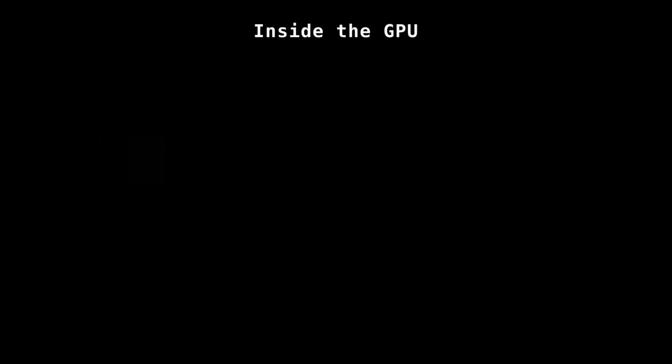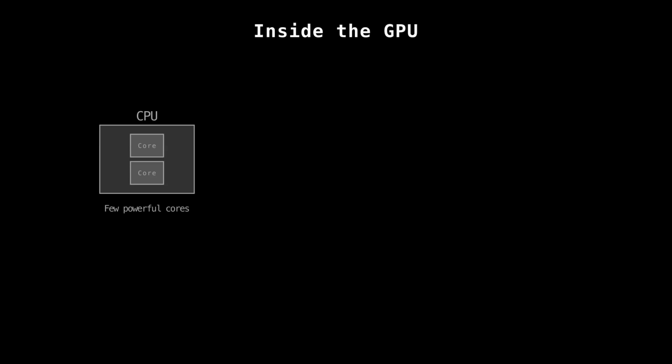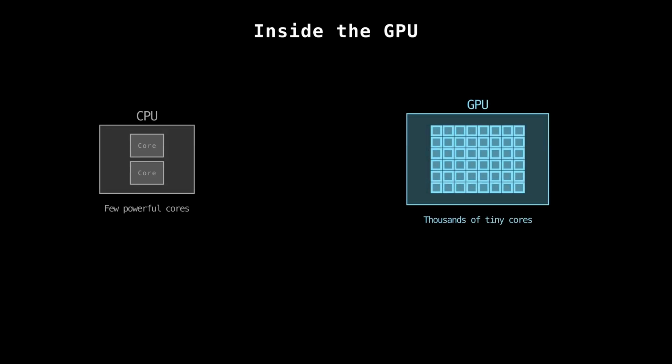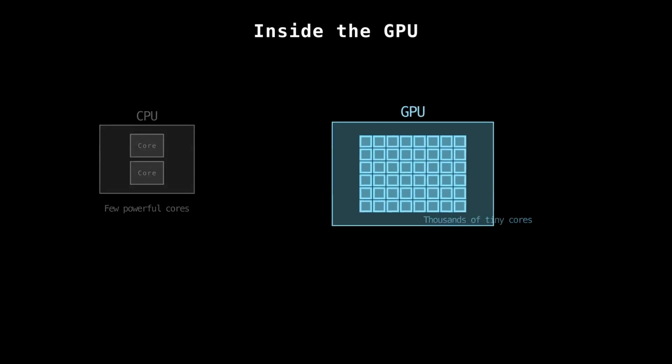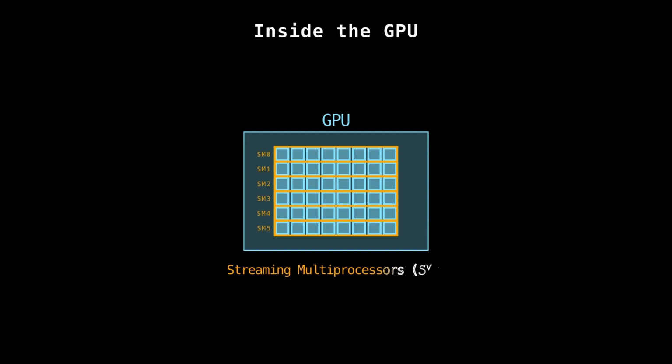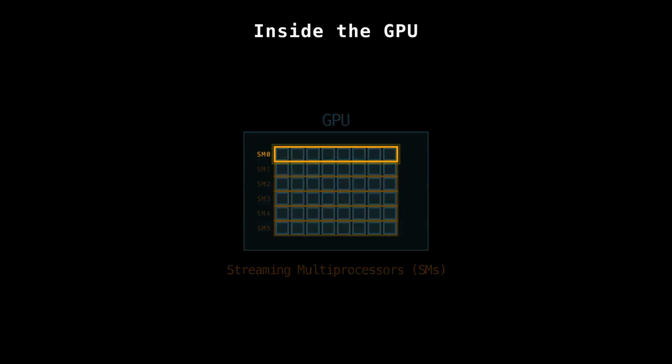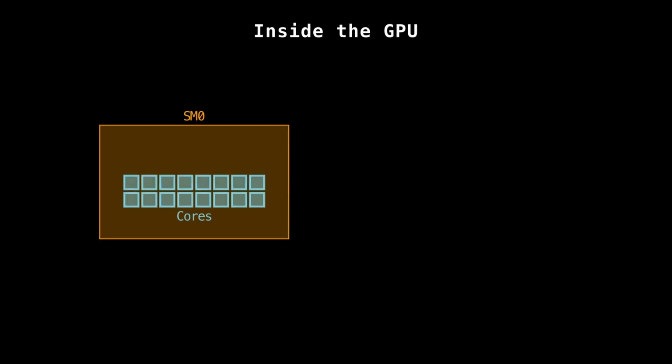Now let's look inside the GPU. Your CPU: two, maybe four big cores doing the heavy lifting. But the GPU has thousands of smaller ones, all of them working in parallel. Inside you've got these things known as SMs, or streaming multiprocessors. Now let's consider one streaming multiprocessor. Here is where the action happens. Cores crunching the numbers and the scheduler deciding who works when.